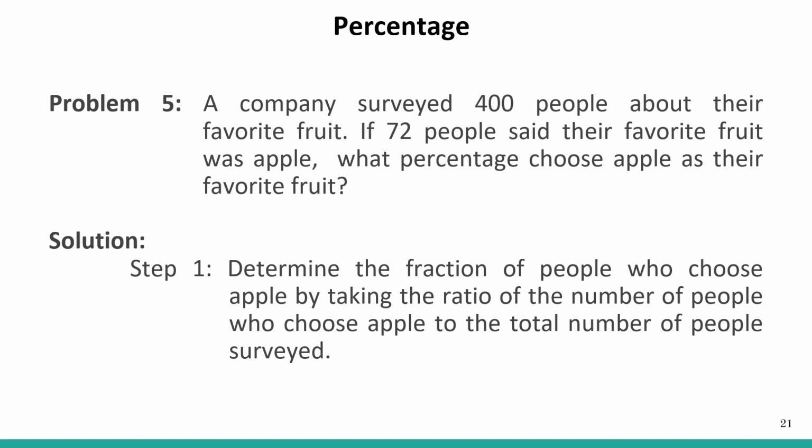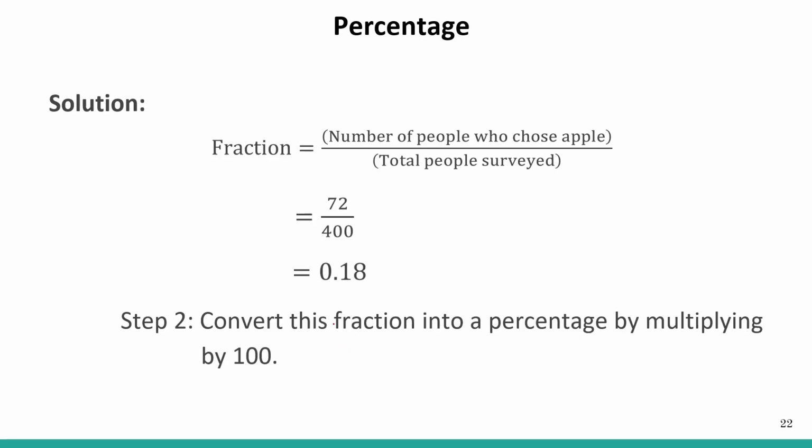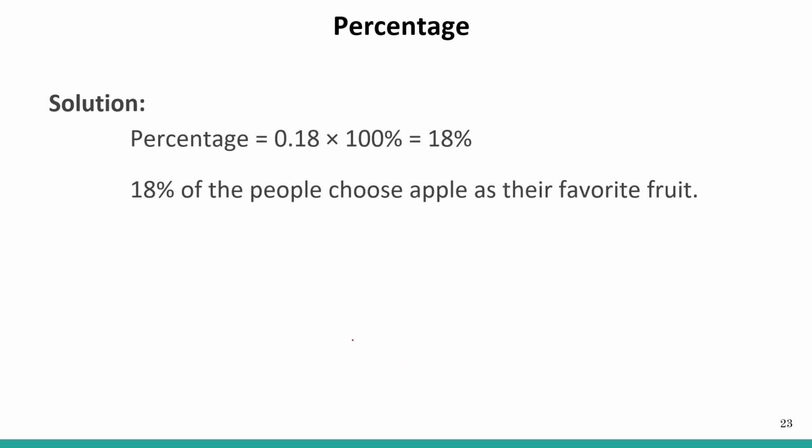Let's see the step-by-step solution. So what we did first was we determined the fraction of people who chose apple by taking the ratio of the total number of people who chose apple to the total number of people who were surveyed. The number of people who chose apple was 72, and the total people surveyed was 400. So the ratio comes out to be 0.18. Then in order to convert the fraction into a percentage, we multiplied by 100. So by multiplying with 100, we are left with 18%. So this is the final answer.